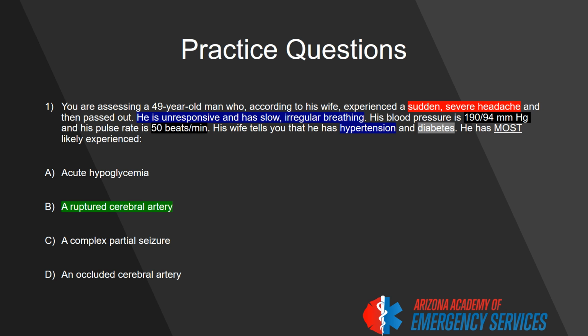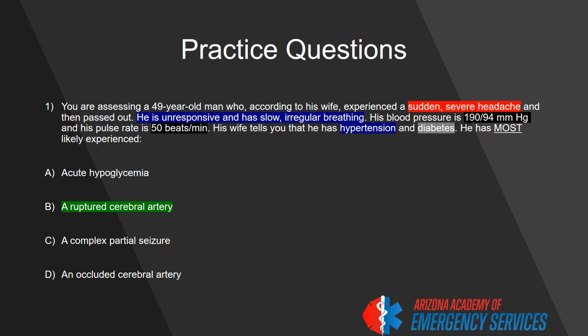Now, we don't necessarily see a range here because they only give us one blood pressure, but we can see with that 190/94 blood pressure reading, that is a marked difference between those two numbers. That's a huge spike in the systolic blood pressure and a diastolic blood pressure under 100. So that is significant to us because even though they don't explicitly give us Cushing's triad, it does play into it. So Cushing's triad, again, number one is widening pulse pressures like we just talked about.